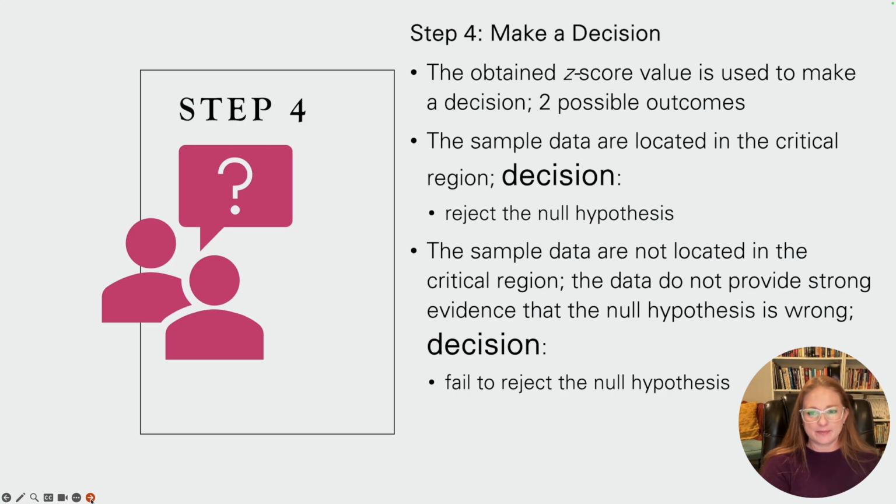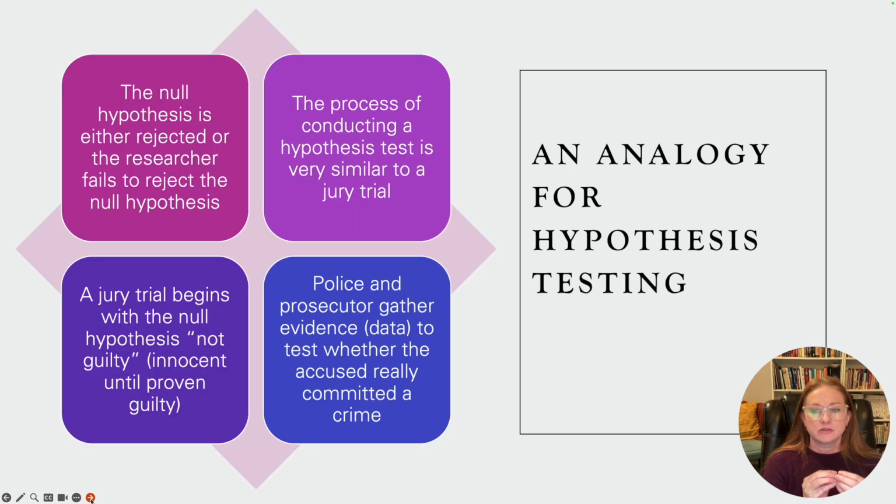Okay? So if the sample data is located in the critical region, you can reject the null hypothesis. And you're super excited because your treatment had an effect. If the sample data is not located in that critical region, the data did not provide evidence. So you don't accept the null hypothesis because it sounds redundant. You just say, I fail to reject the null hypothesis. Okay. So this is just a quick analogy. The null hypothesis is either rejected or the researcher fails to reject the null hypothesis.